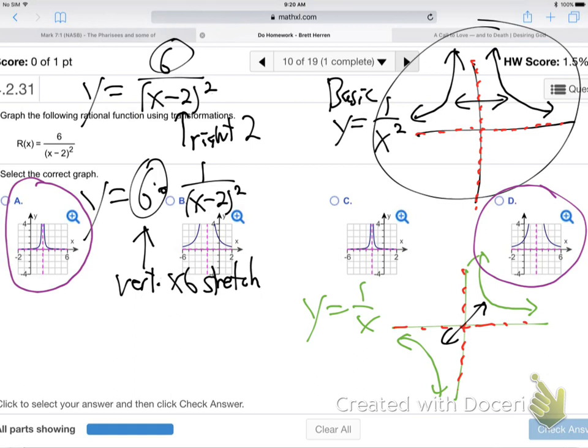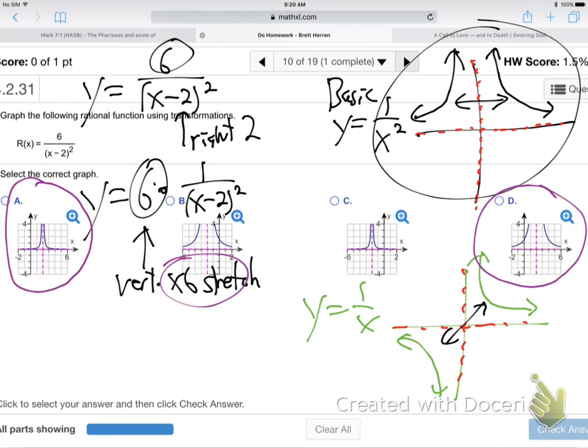Well, now we get into the times 6 thing. What does the times 6 thing mean again? It means it's going up faster, 6 times as fast as the normal one. So which of these graphs, A or D, is going up faster? It's a little hard to tell. It's actually D.